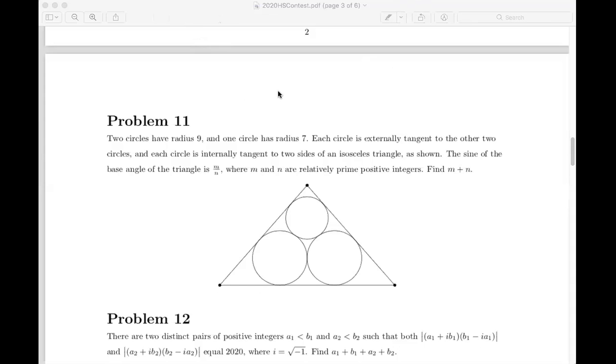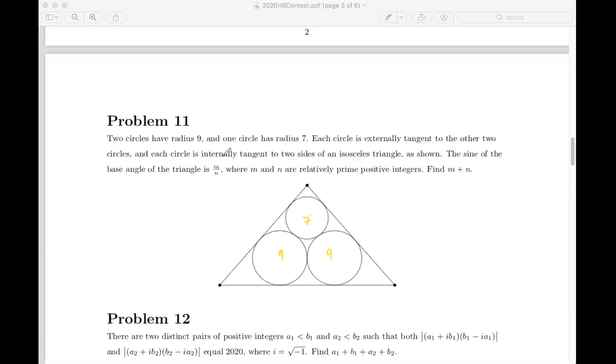This is from the Purple Math competition, April 2020 meet. Problem 11: two circles have radius 9 and one circle has radius 7. So in this picture, these two have radius 9, and this one has radius 7. Each circle is externally tangent to the other two circles, as is evident from the figure.